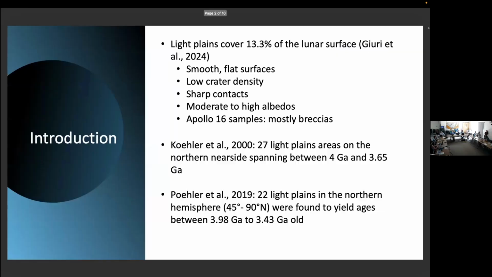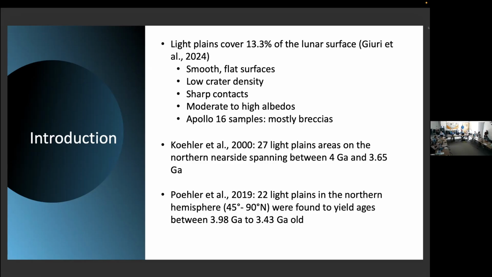Next slide, please. For those that don't know what the light plains are, these are widespread across the moon, and these are all of those smooth and flat plains that you mostly see inside crater floors, in between craters too. You would be able to spot them mostly on the far side, just because there is a giant basin there that likely formed these, but they are also there on the near side.